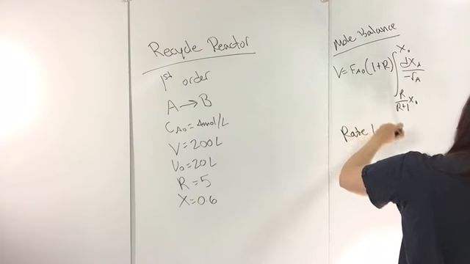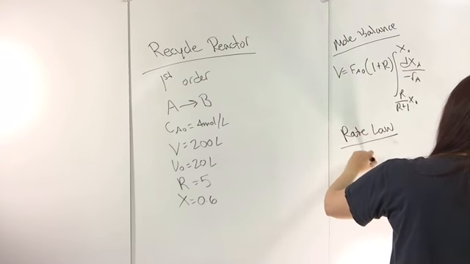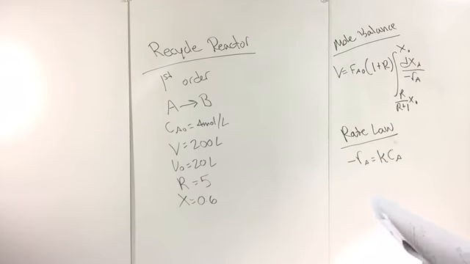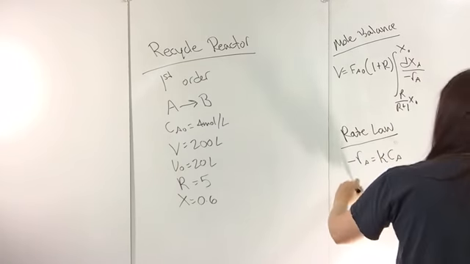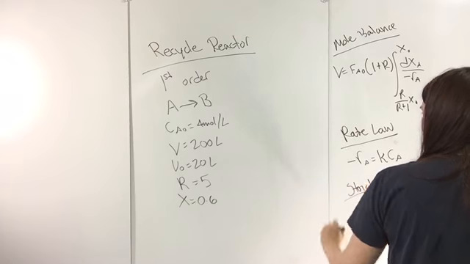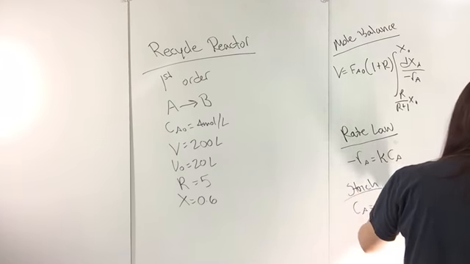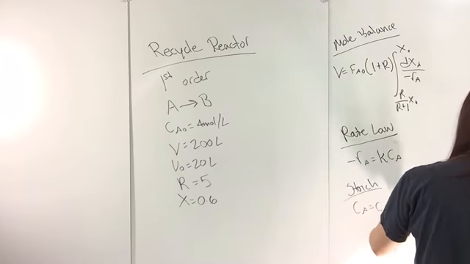The rate law is −r_A = k C_A, and we know that because it's first order. For stoichiometry, I'm assuming it's liquid, so C_A = C_A0 (1 − X_A). And so then we need to combine everything. I'm going to erase some stuff real quick.